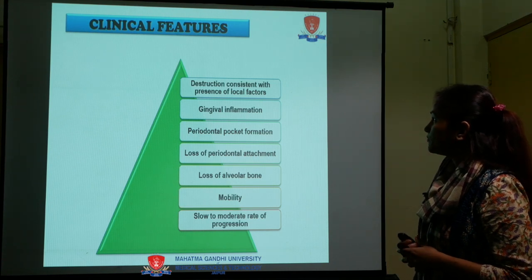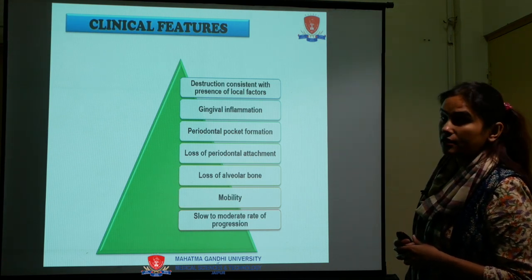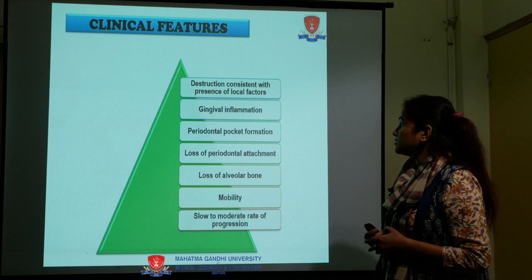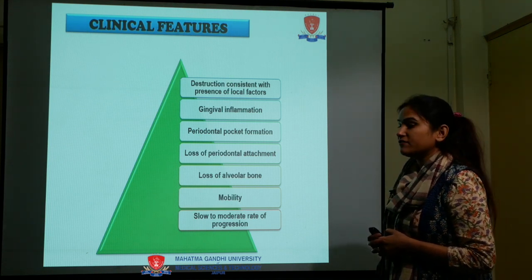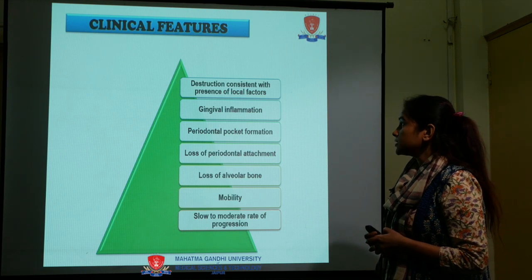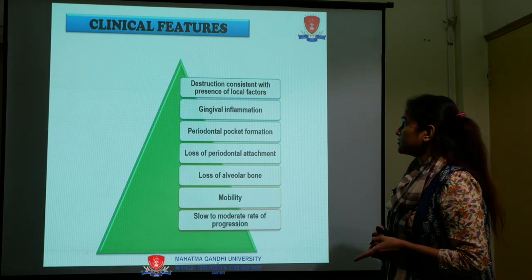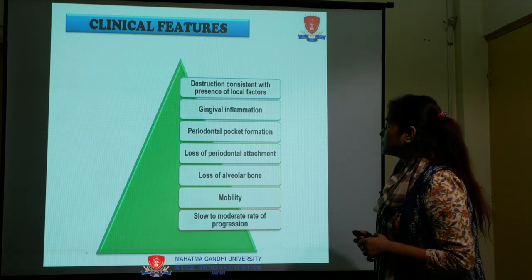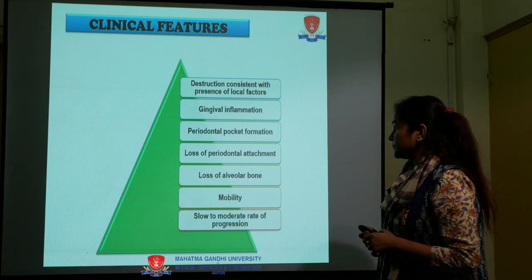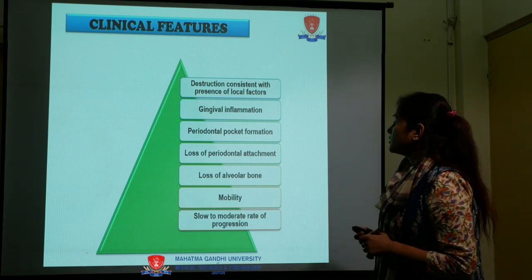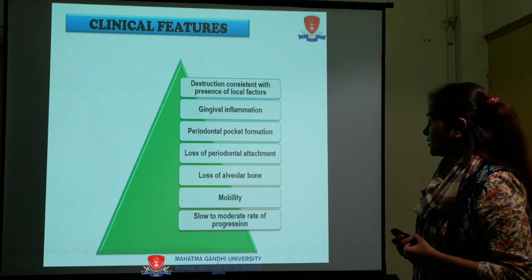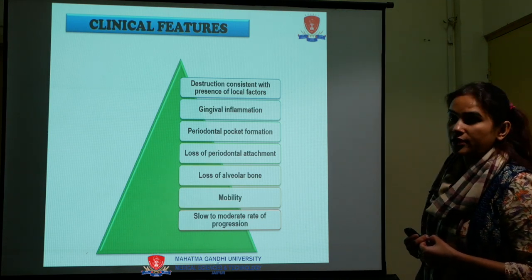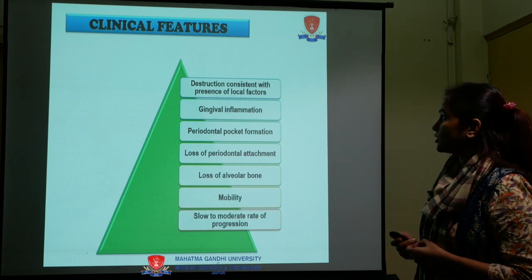Now the clinical features of CGP are: destruction is consistent with the presence of local factors, unlike aggressive periodontitis where local factors are not present but destruction is severe. So in chronic periodontitis, the destruction is interrelated with the amount of local factors. Then gingival inflammation is seen, periodontal pockets are there, loss of periodontal attachment, alveolar bone loss, and mobility are there, and a slow to moderate rate of progression, unlike aggressive periodontitis.